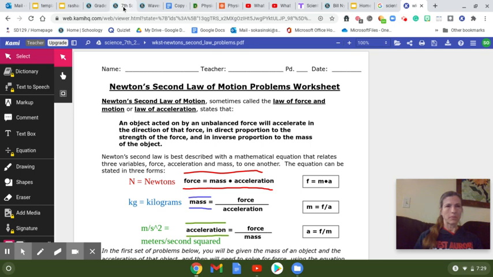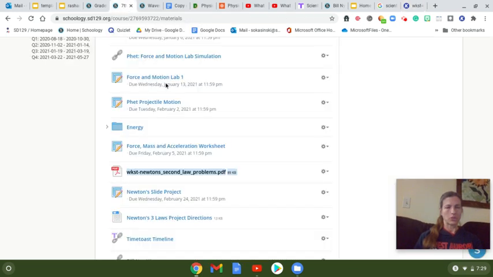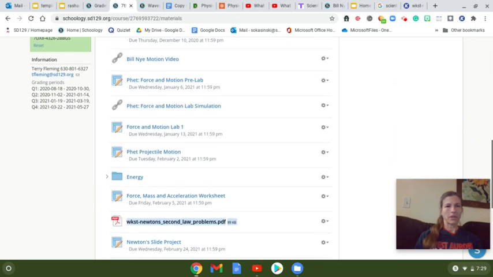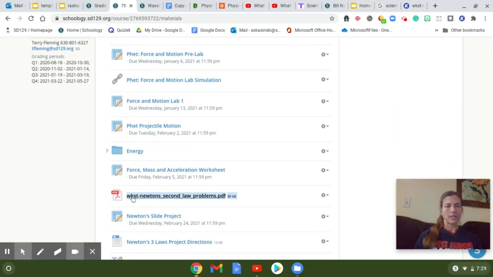If you need to remember where to find it, go to your Schoology page for Mr. Fleming. And if you go down here, kind of midway, this is the PDF for the worksheet. If you've lost your copy of the worksheet, you can find it here. And right here is where you'll actually submit the assignment, and you're just going to enter your answers and submit that as an assignment there.